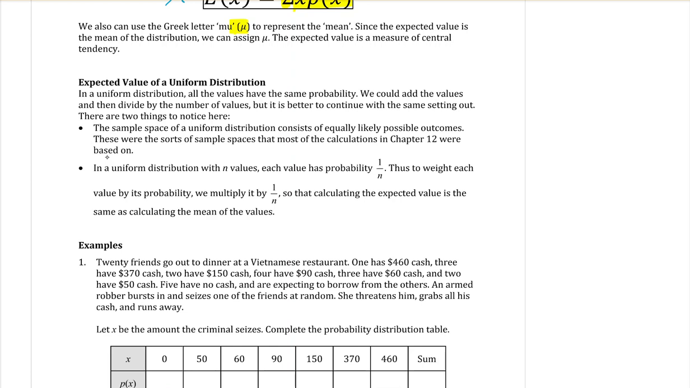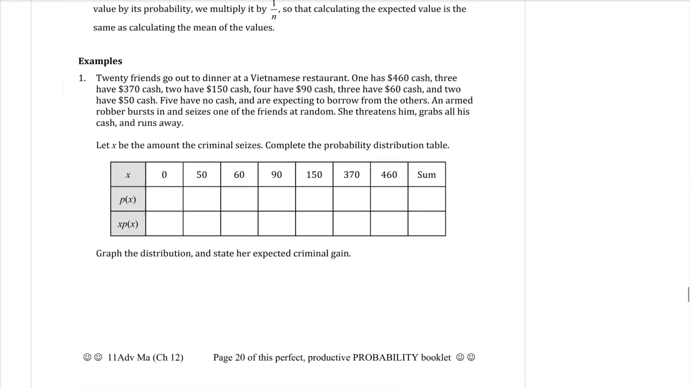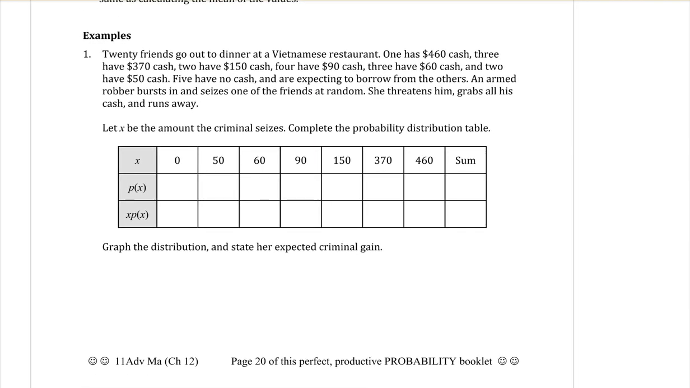Thus, to weight each value by its probability, we multiply by 1 over n, so that calculating the expected value is the same as calculating the mean of the values. I know it sounds very confusing and very wordy right now. Hopefully the examples here will help to see what's going on.